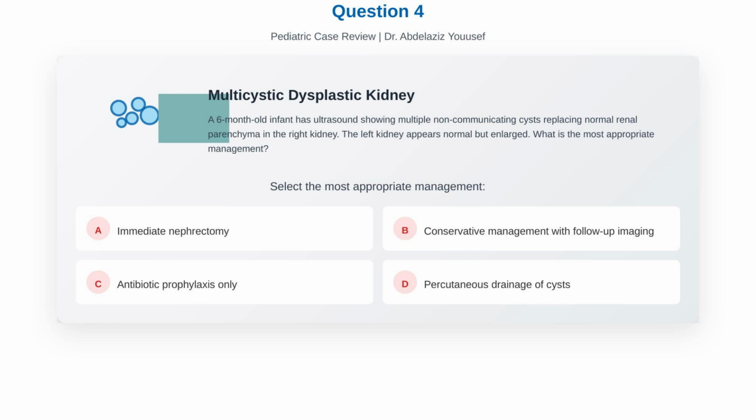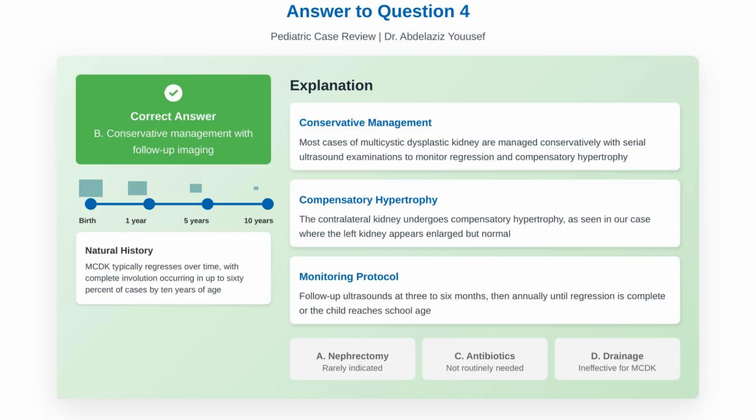Consider the natural history of multicystic dysplastic kidney and the compensatory hypertrophy of the contralateral kidney. The typical clinical course and current management guidelines for MCDK should guide your answer. The correct answer is B, conservative management with follow-up imaging.